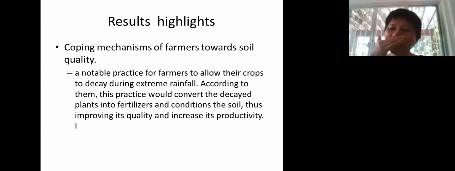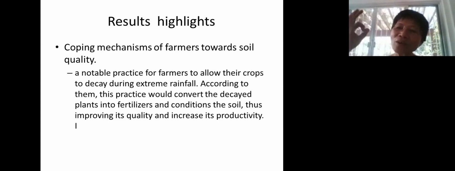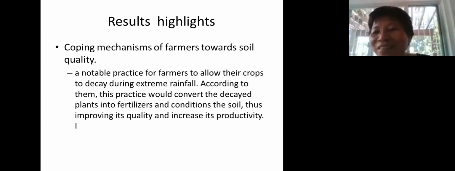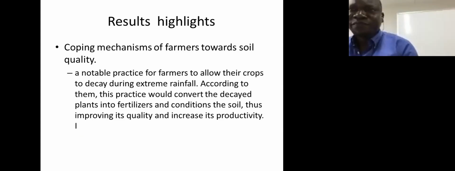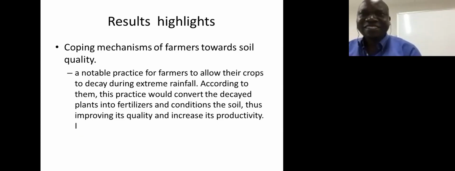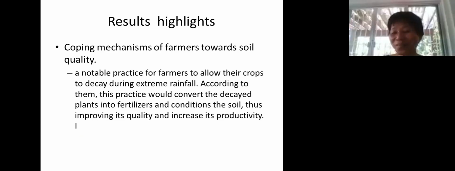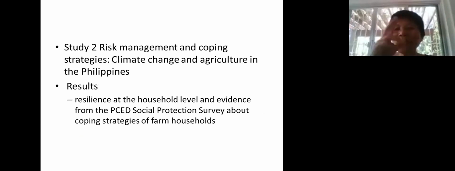Okay. Right, those are the research highlights. Those are the three coping strategies that farmers use, how they cope with climate change. You have a question? Something you can apply in your country? I hope so. Yeah, okay, let's see. Yeah, this is study number 2: risk management and coping strategies, climate change and agriculture in the Philippines.